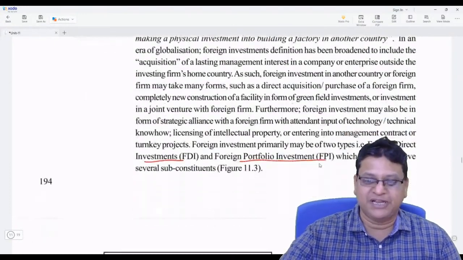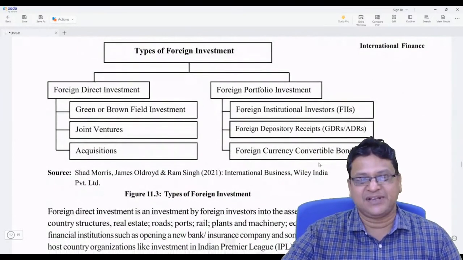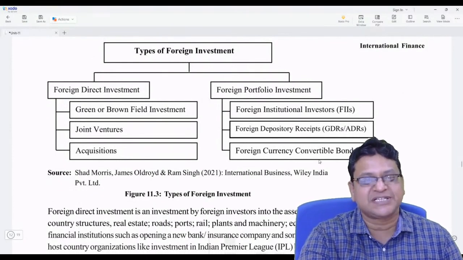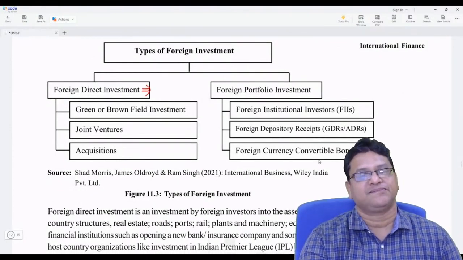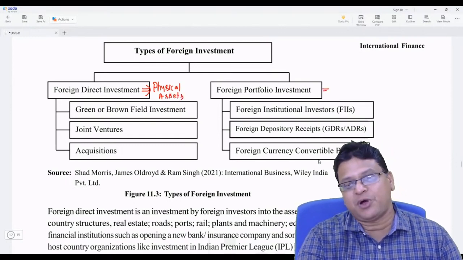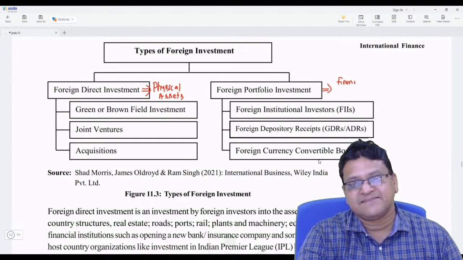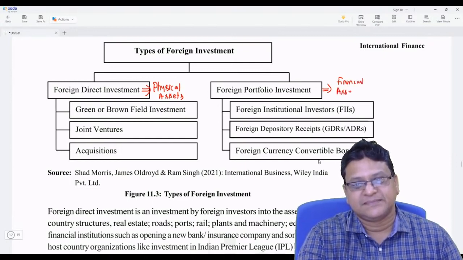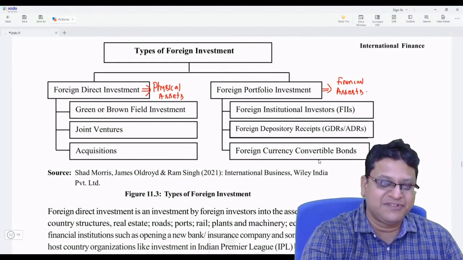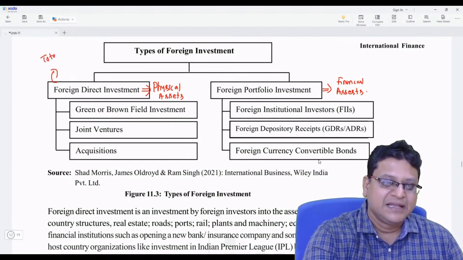So there are two types of foreign investment. One is FDI, another is FPI: foreign direct and foreign portfolio investment. Foreign direct investments are in the form of physical assets, and foreign portfolio investments are normally in the form of financial assets. In foreign direct investment, the intention of the investor is to take control and management of the investment.